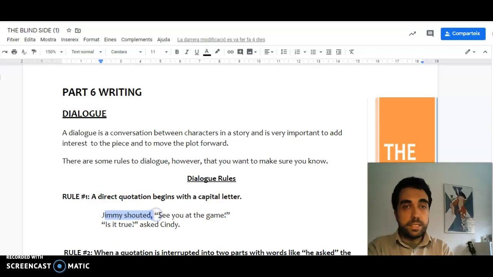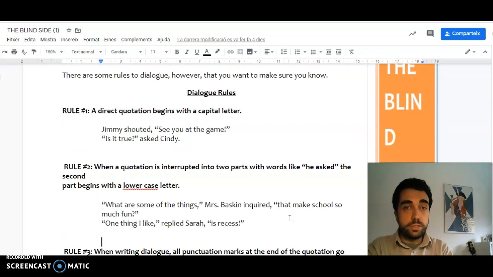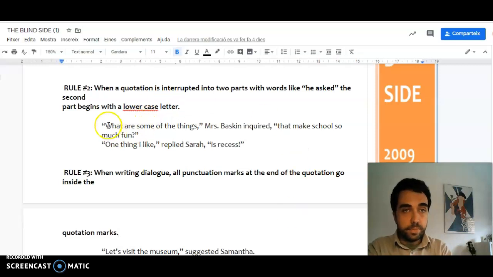So you've got the example here. Jimmy shouted, "See you at the game." "Is it true?" asked Cindy. So "See you at the game" is a direct quotation that begins with a capital letter. Okay? Rule number 2, when a quotation is interrupted into two parts with words like he asked, the second part begins with a lowercase letter. So let's see the example, you will understand easily.